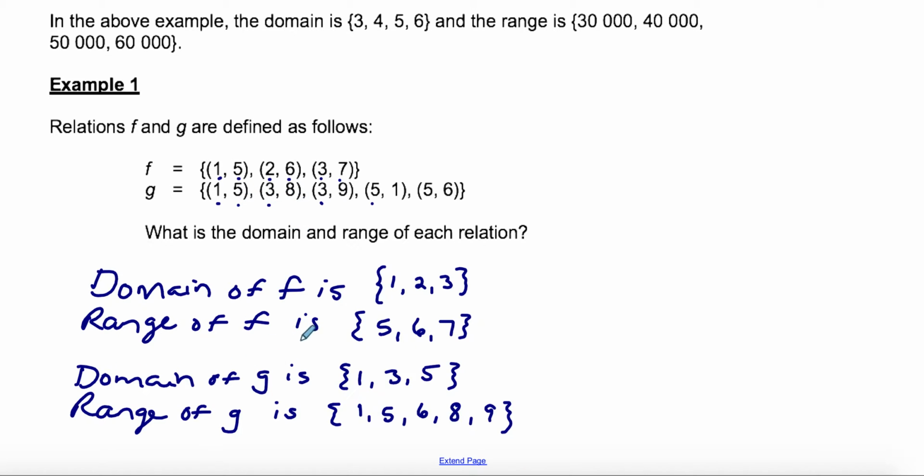So you can see there that for the domain, I saw that the 3's repeated, so I only really had to list the 3 once in my set for the domain. And for the range, the values weren't completely in order, so I did put the 1 first, and it's just a typical thing that our numbers would be listed in ascending order.